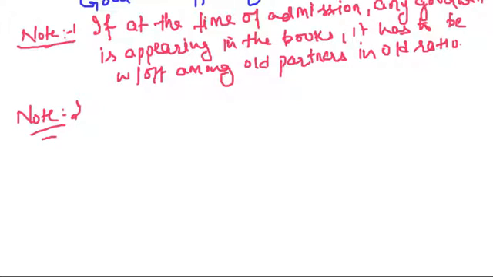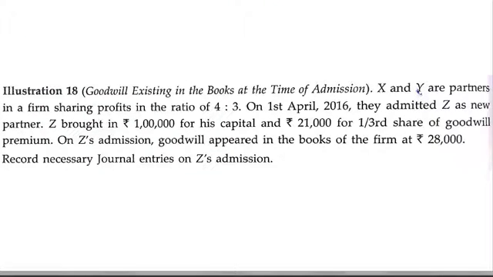See, I told you that we need a sacrificing ratio because the premium of goodwill that has been brought in by the new partner will be distributed among the old partners in sacrificing ratio. For the sacrificing ratio, we need the old share and the new share. In this question, new share is not given. Now, how to find out the sacrificing ratio? Very simple. I make a note here.